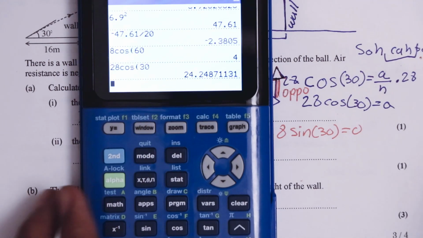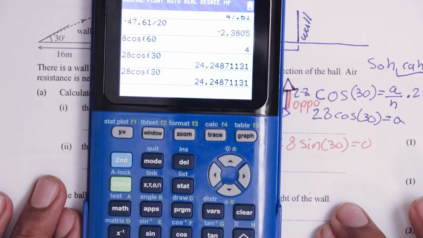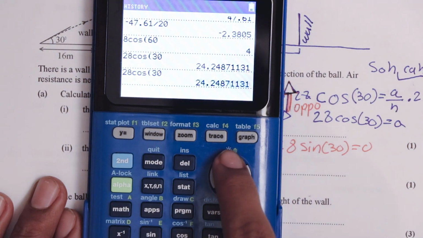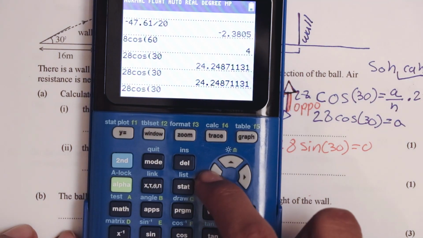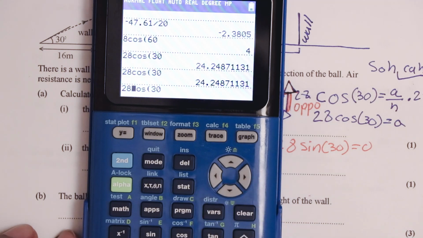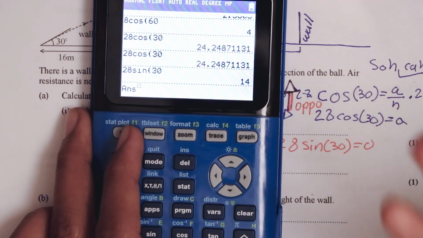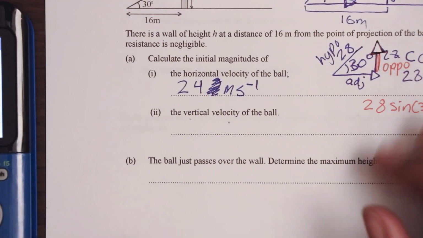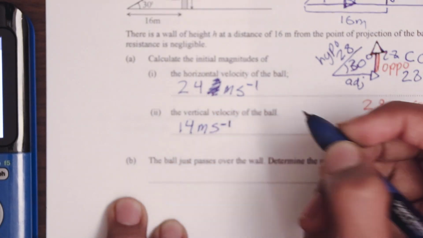Switching pens here. Another trick that you may not have known, if you go to your calculator, if you press the up button twice, you can go back here, press enter, and then just modify this cosine to be sine. Enter. 14. So our vertical velocity would be 14 meters per second. There we go.